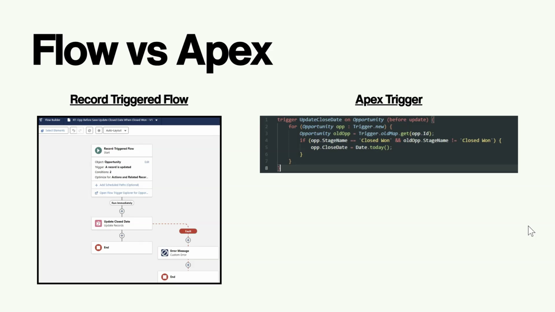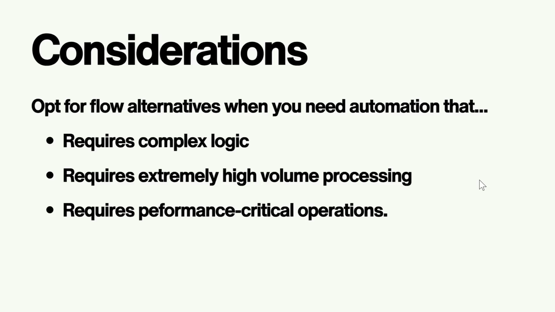So if we look at this slide, we have on the left a record triggered flow, and on the right we have an Apex trigger. Both of these achieve the same result, but flow is much easier for non-developers to understand and maintain. With that being said though, flow isn't always the right solution, and there's some things that you should consider when choosing between flow and Apex.